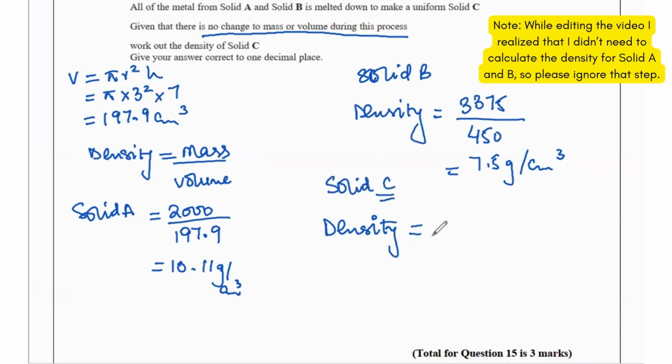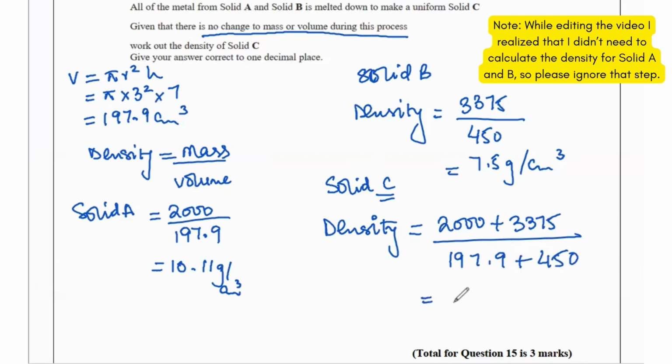So mass was 2000 plus 3375, and volume is going to be 197.9 plus 450. That is going to give us 8.29. The answer correct to one decimal place is going to be 8.3 grams per centimeter cube. That's your answer.